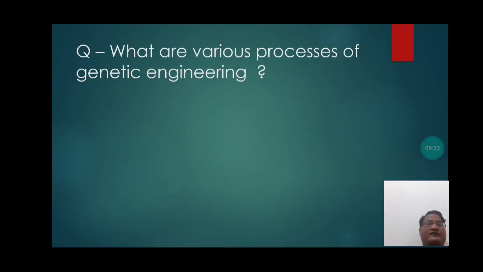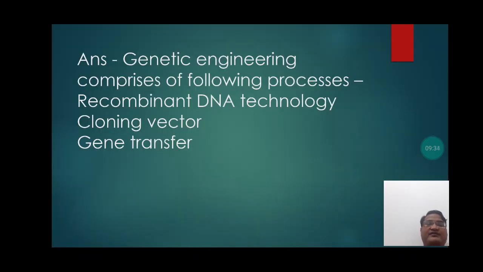Students, now let's discuss a very important question. What are various processes of genetic engineering? Genetic engineering comprises of following processes: recombinant DNA technology, cloning vector, and gene transfer.